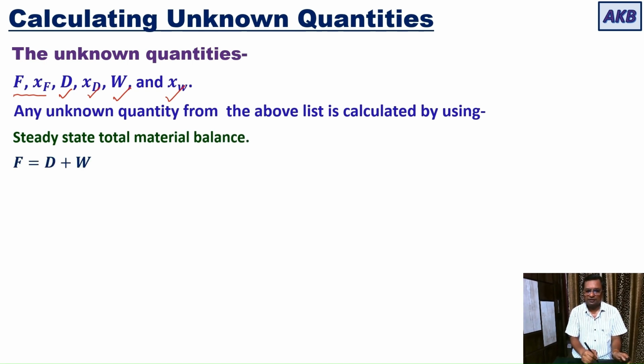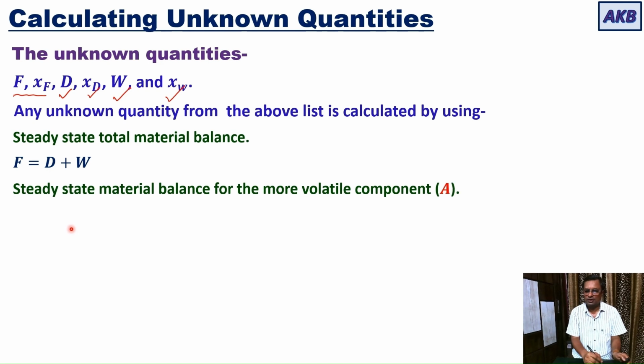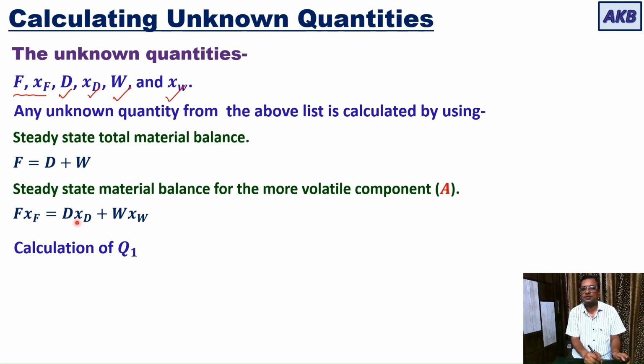What is that? F is equal to D plus W. And along with this, steady state material balance for the more volatile component, in our case component A, will also be required. So what is that? F XF is equal to D XD plus W into XW. So you have 2 equations and there will be 2 unknowns. There are 2 equations and you can solve these 2 equations for 2 unknowns. So in that way you are going to get the unknown quantities.